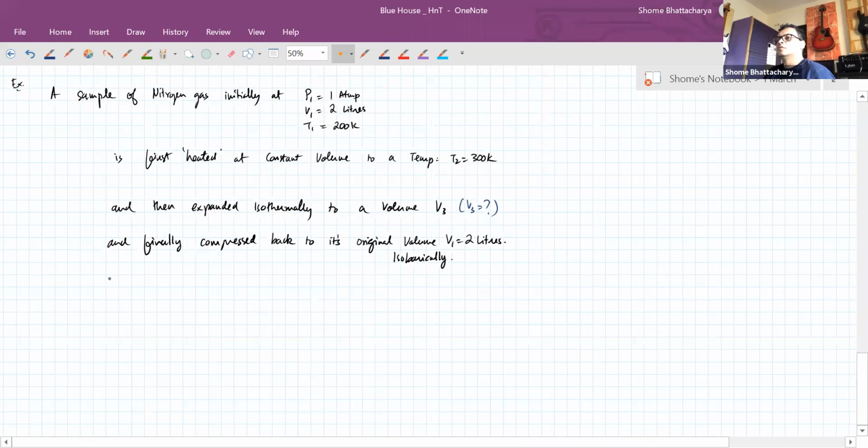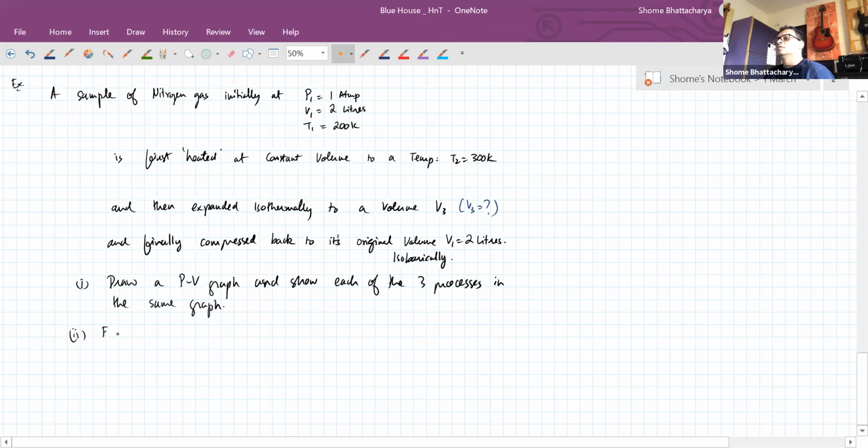So first of all, draw a PV graph and show each of the 3 processes in the same graph. Secondly, express the state of the gas at the end of the first process.